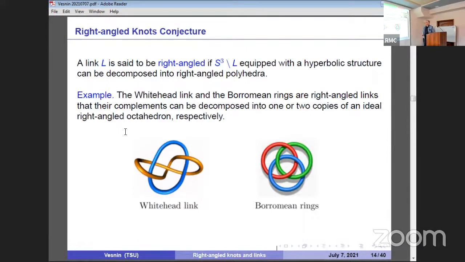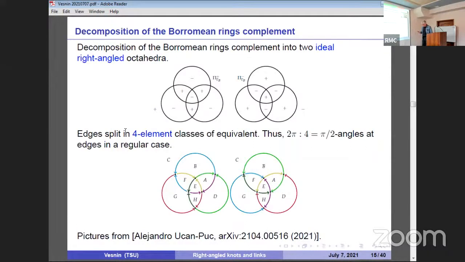And this is the definition according to Champanerkar, Kofman, and Purcell. They call a link right-angled if you can decompose the complement into right-angled polyhedra. And two very famous examples of links, for example the Whitehead link and the Borromean rings, both of them are right-angled. It's a known result. You can obtain the Whitehead link complement from one copy of the right-angled octahedron and the Borromean rings from two copies. And I'd like to present some pictures from a very nice recent preprint. It's known, everybody knows how to do this, it's kind of folklore, but he very carefully drew the pictures.